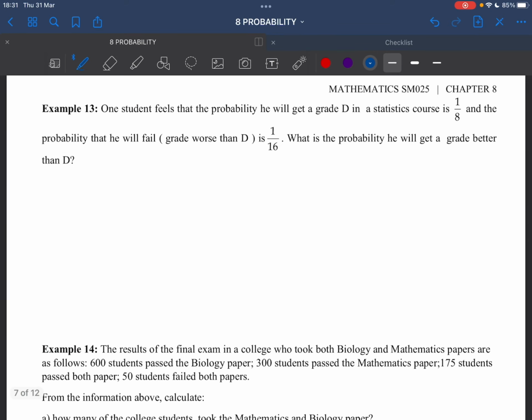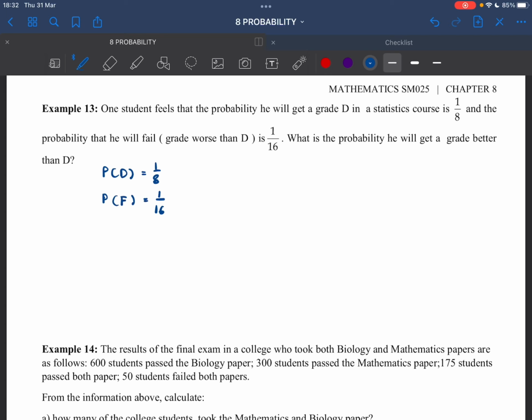Okay, let's see example 13. One student feels that the probability he will get a grade D in a statistic course is 1 over 8. Let's write that as P(D) equals 1 over 8. And the probability that he will fail or get a grade worse than D is 1 over 16. Let's write that as P(fail) equals 1 over 16. Obviously, the two events cannot occur at the same time.